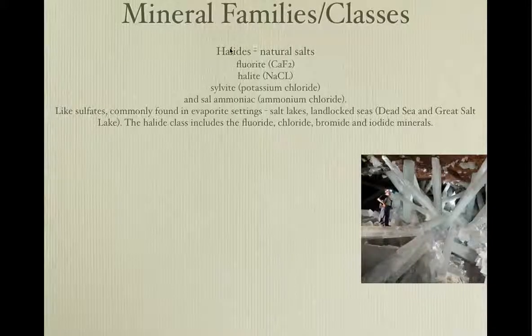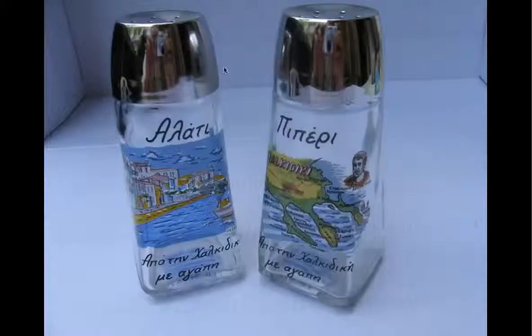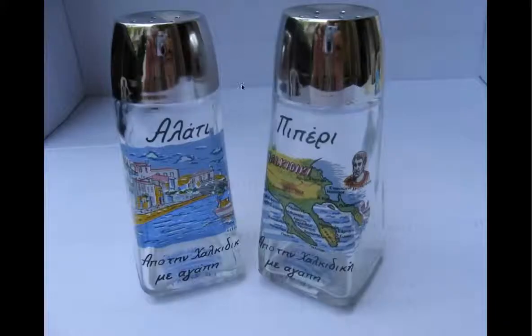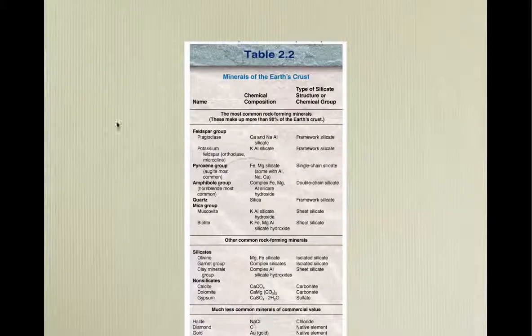Now, why are we calling these halides? The old Greek word for salt is alati, A-L-A-T-I, halide. Halides are salts. When I lived in Athens, I would go buy alati. Okay, there's piperi too. There is no pepper in there, it's clear. But that, being organic, is not a mineral.